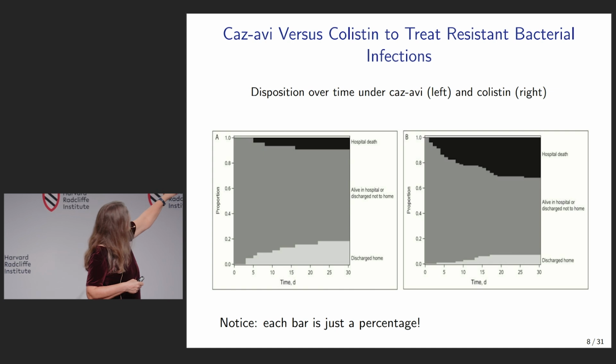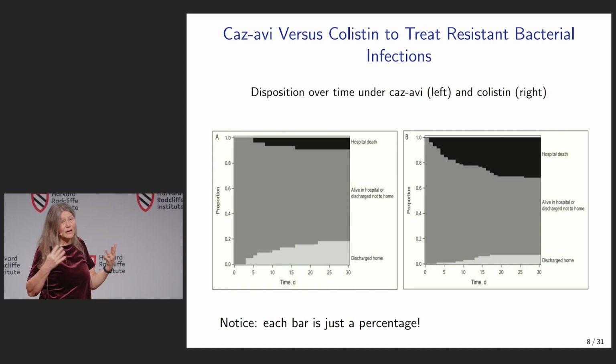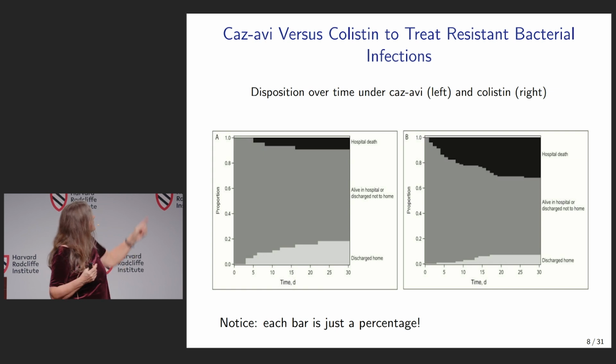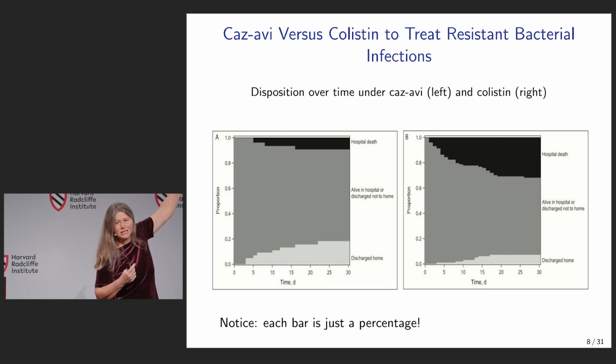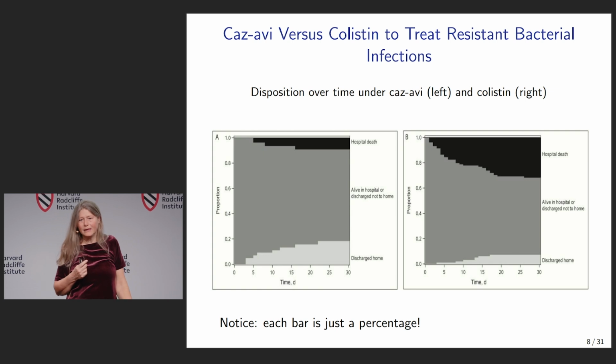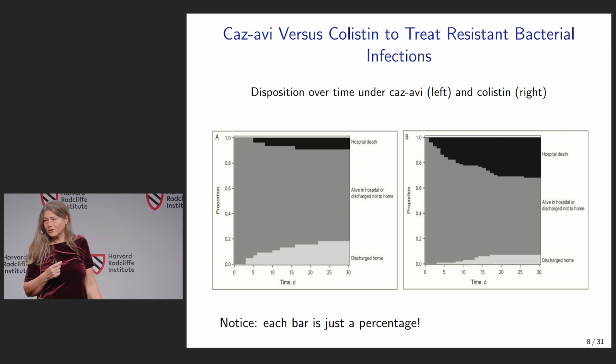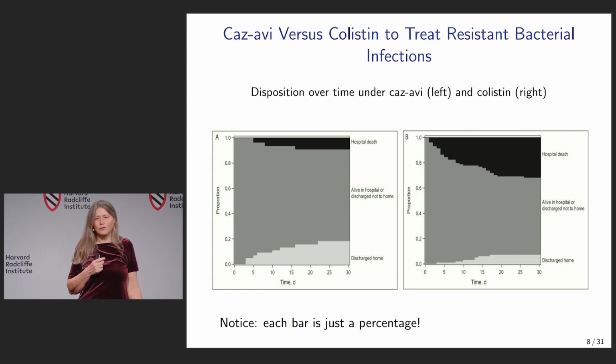On the right, we see what we think would have happened to this entire population had they all been treated with colistin. And you see that we expect that more people would have died in the hospital and that fewer people would have been discharged home had they all taken colistin.